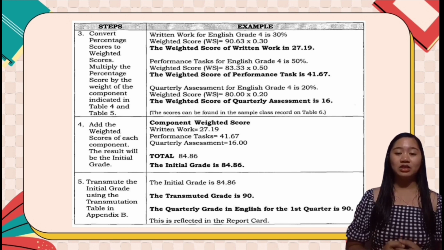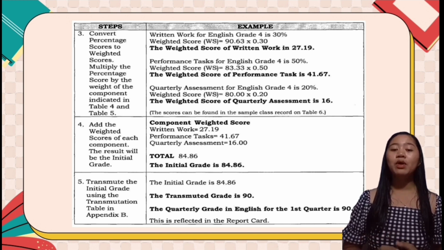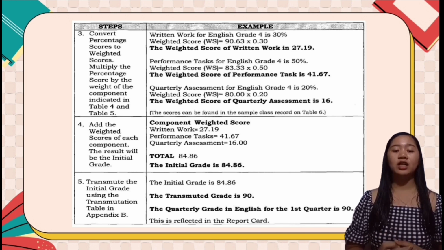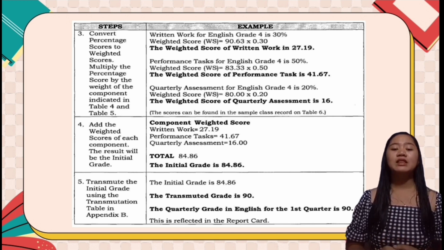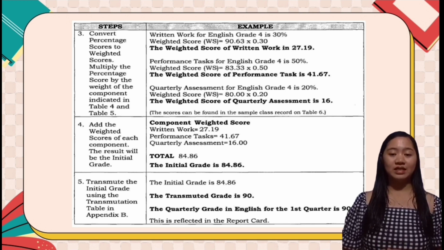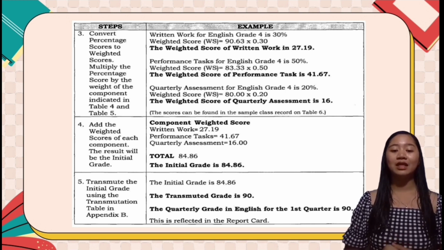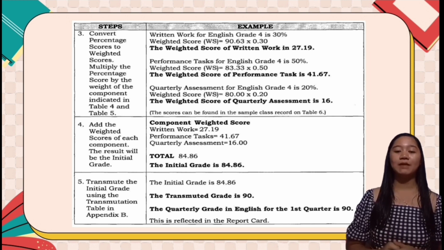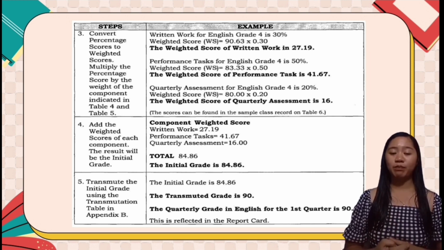After getting the initial grade, let's proceed to the last step, which is to transmute the initial grade using the transmutation table in Appendix B. The initial grade is 84.86, then the transmuted grade is 90. So the quarterly grade in English for the first quarter is 90. Then it is reflected in the report card.